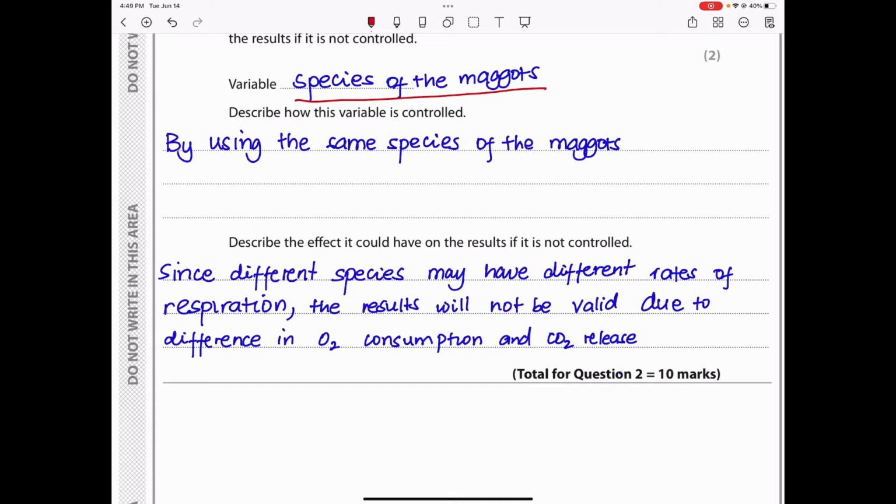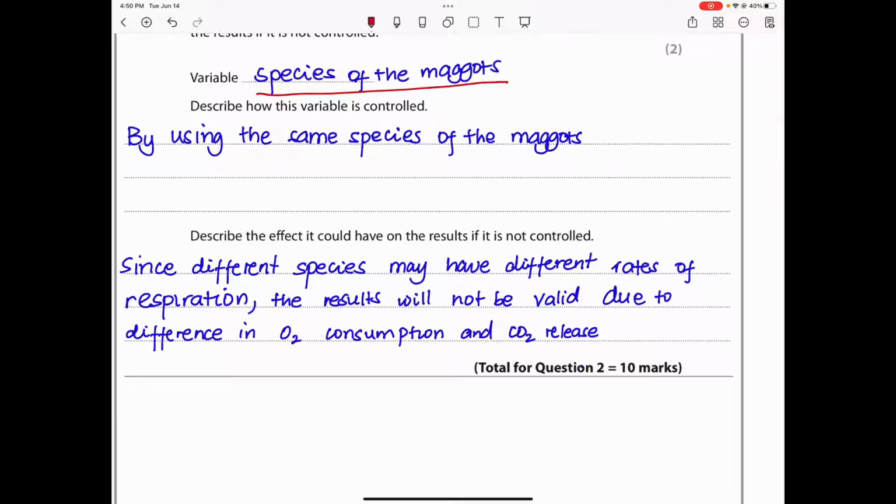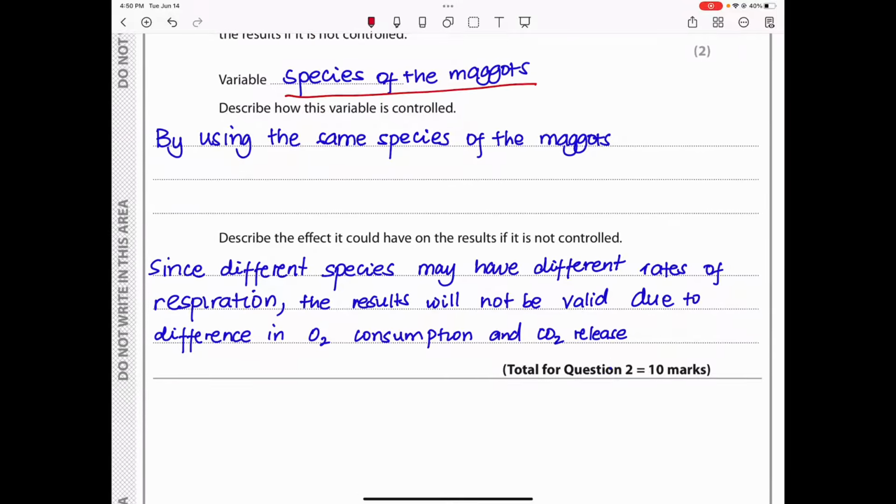And then if this is not controlled, the results are not going to be valid because the different maggots are going to have different rates of respiration, and therefore they will use up oxygen or produce carbon dioxide at different rates in their individual experiments, leading to invalid results, and therefore the oxygen consumption or carbon dioxide release will not be the same. Our results will not be consistent. So this brings us to the end of question 2. Let's go to question 3.